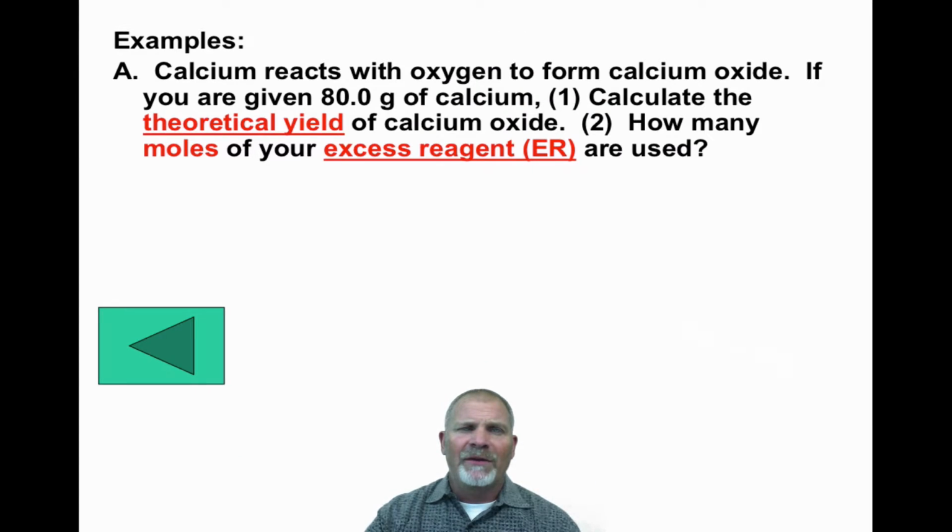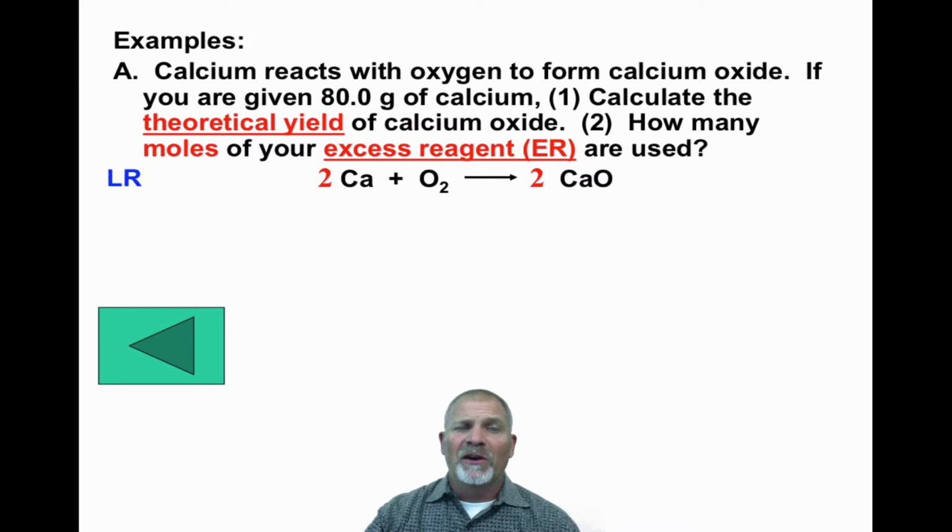The first problem we have here: calcium reacts with oxygen to form calcium oxide. If you were given 80 grams of calcium, the question is then, calculate the theoretical yield of calcium oxide, and then how many moles of your excess reagent are used. So first of all, you always need a balanced chemical equation. It's 2 moles of calcium to 1 mole of oxygen yields 2 moles of calcium oxide.